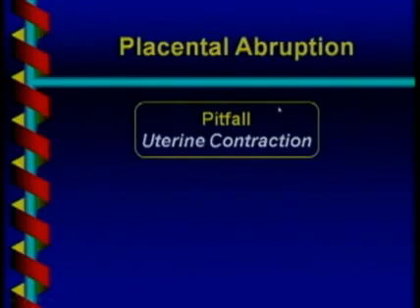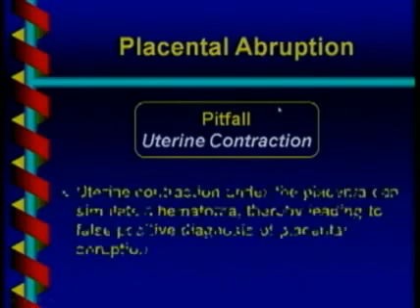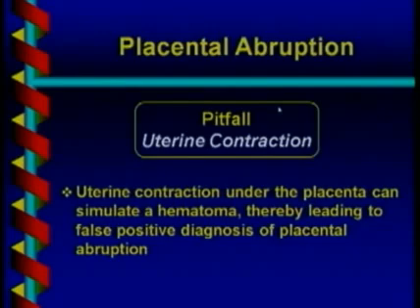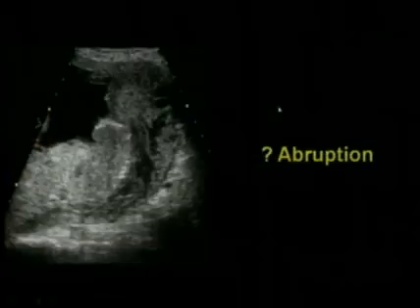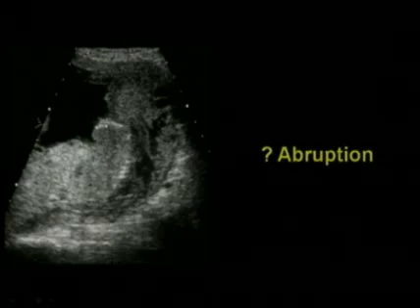Another pitfall in diagnosis of abruption is uterine contractions. A uterine contraction under the placenta can simulate a hematoma, thereby leading to a false positive diagnosis of placental abruption. So let's look at this image. When you first look at it, you'd say, I think there's a placental abruption. The edge of the placenta here looks like it's lifted off the wall, and this, at first sight, you might say is a hematoma, so the patient has an abruption.